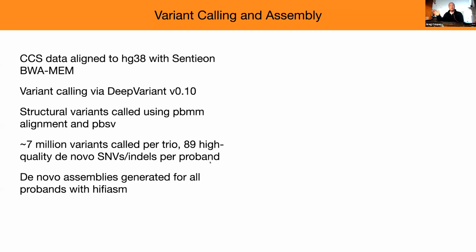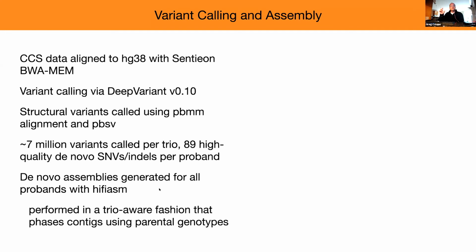But one power that you simply cannot do at all with short reads, or at least not at all well, is that we can generate assemblies on a per proband basis. So we use this approach called hifiasm. What's neat about this is that it is done in a trio-aware fashion, so you can take contigs that are generated for the proband and phase them and assign them to maternal and paternal haplotypes by using the sequence information that you have available from mom and dad.